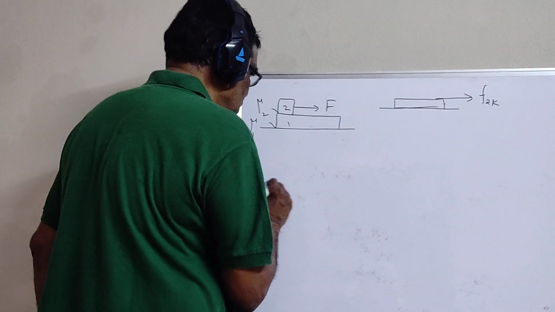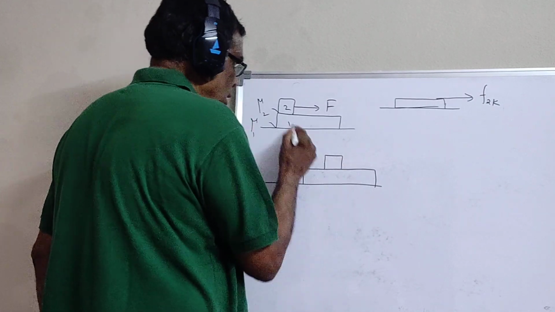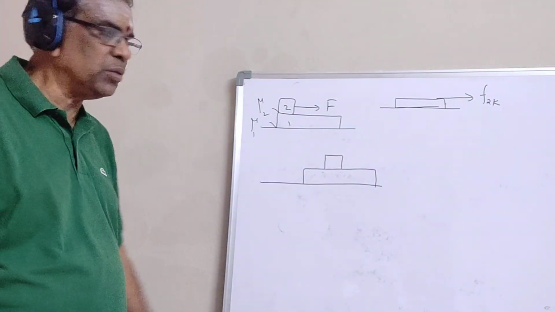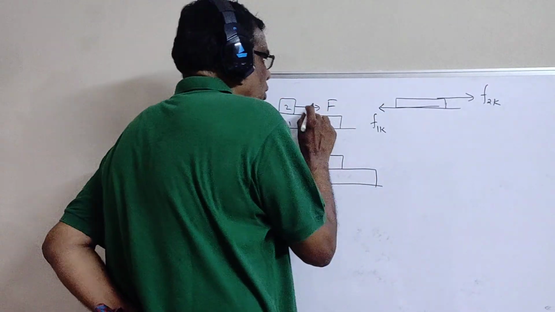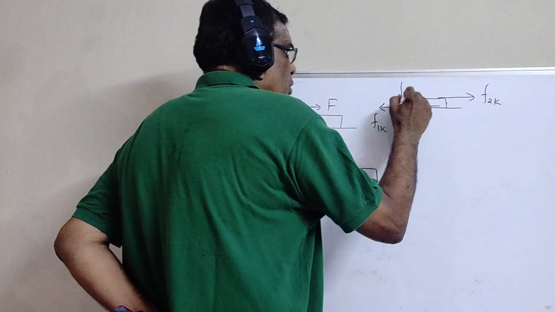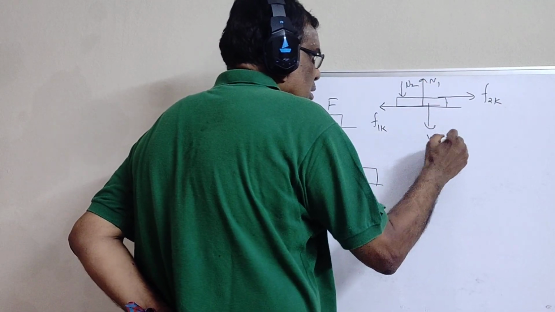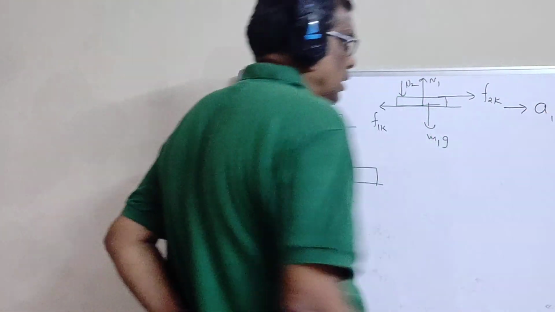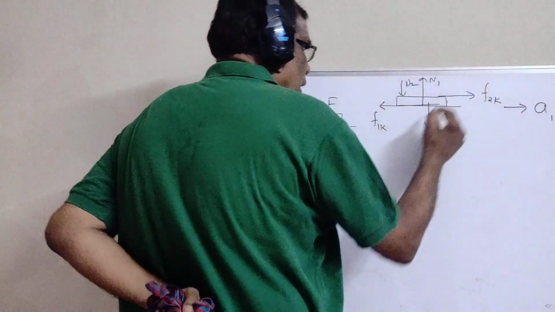Now how this moves, I will show you here. After some time, this is the scenario. This moves, both will move. F2k, obviously, if you try to move, this will tend to oppose. And as before, this is M2, this is M1, this is M1g. Let us say its acceleration is A1. Is this clear?